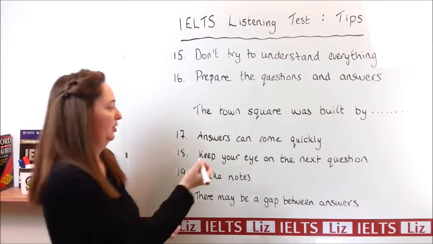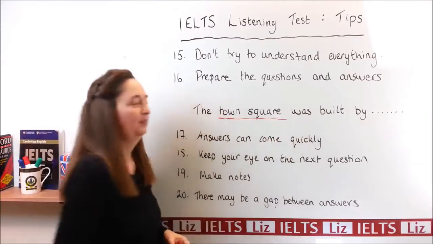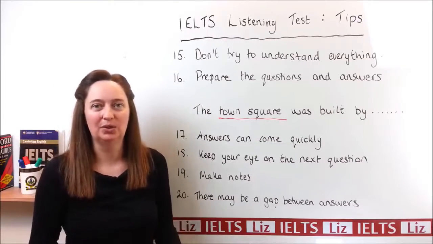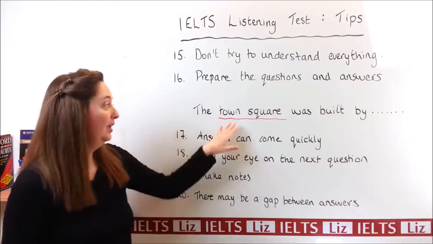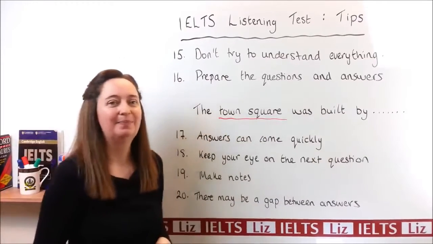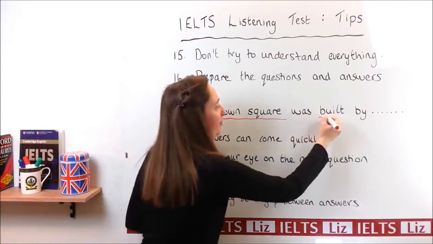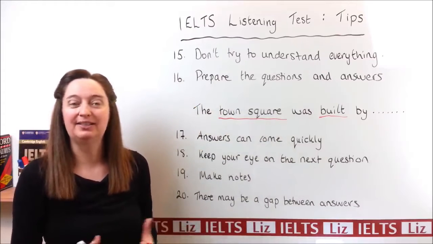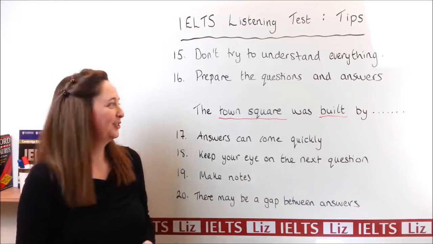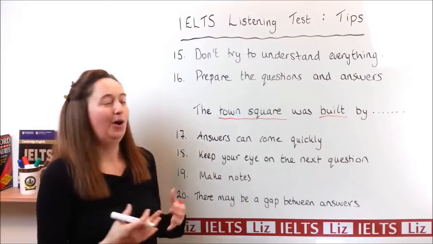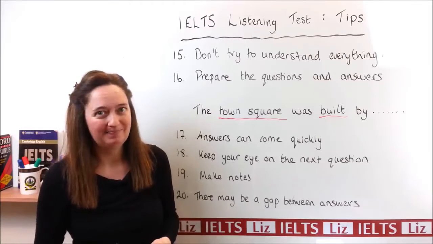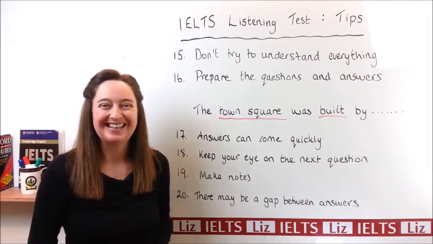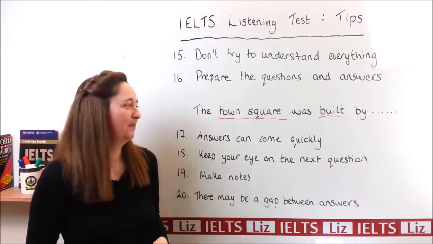Now the first thing I would do is I would underline this. The town square. Of course I'm going to hear those words, and those words will help me to find my answer. I will also pay attention that built is a verb that is very easy to paraphrase. For example, construct. So the town square was constructed by. So I can see that immediately because I've done lots of practice and it's a word I'm familiar with.